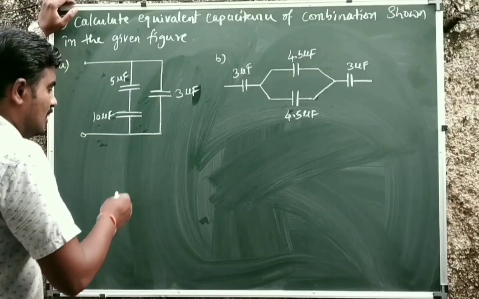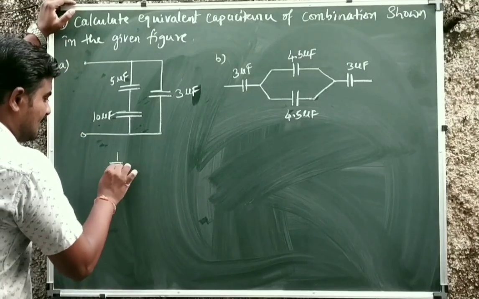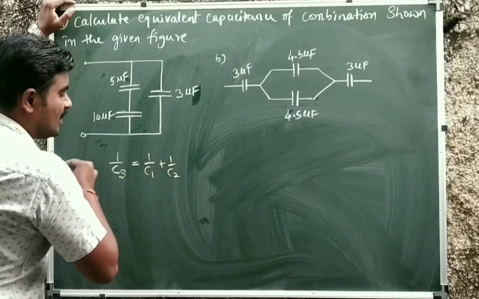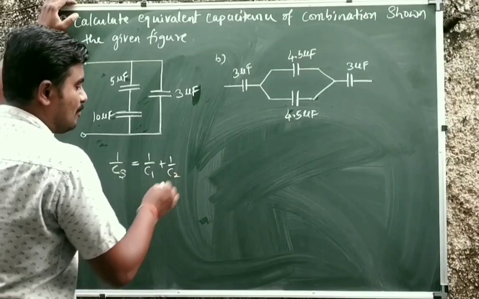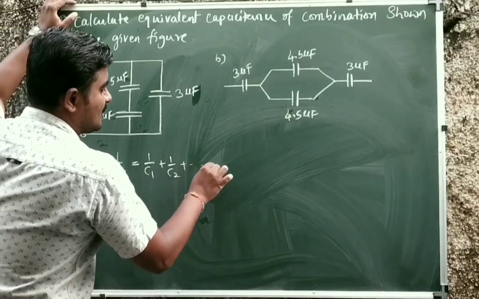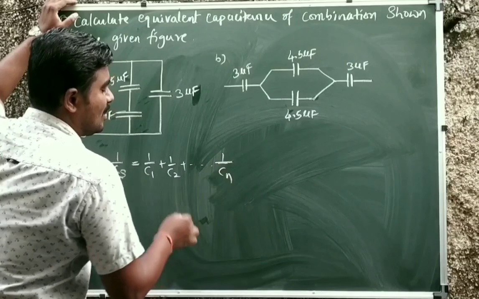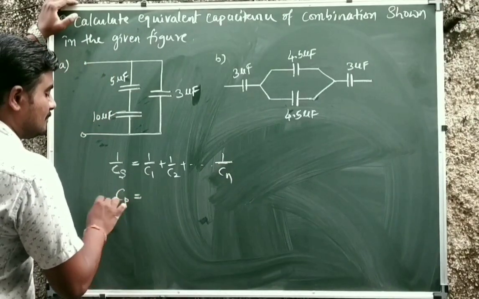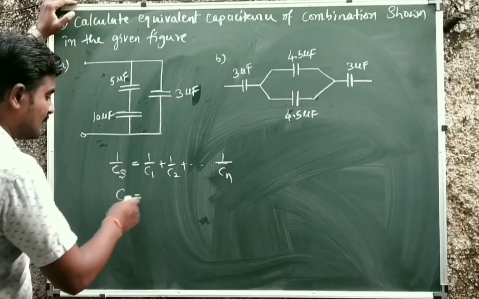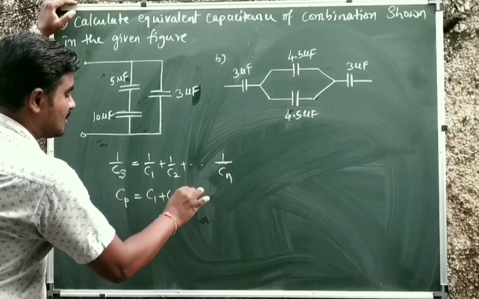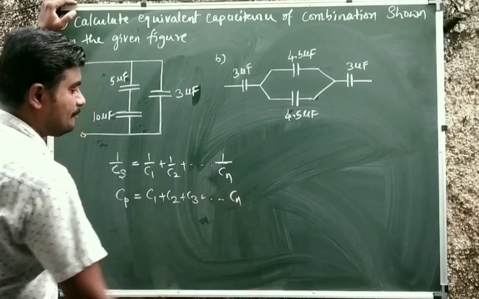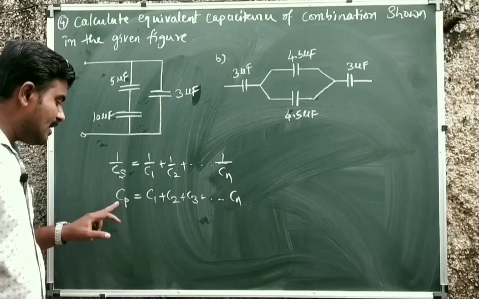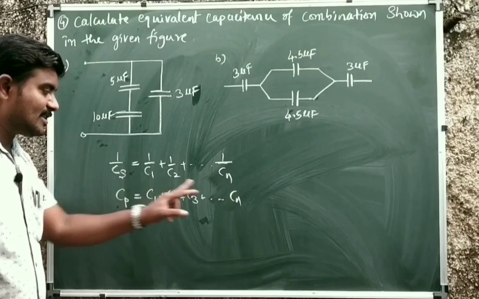As we know, the series formula, capacitance in series: 1 divided by Cs is equal to 1 by C1 plus 1 by C2. If two capacitors are there, then 1 by C1 plus 1 by C2. If n number of capacitors are there, it is up to 1 divided by Cn. And for capacitors connected in parallel, Cp is equal to C1 plus C2 plus C3 and so on up to Cn. This is equivalent capacitance if capacitors are connected in series, and this is equivalent capacitance if capacitors are connected in parallel.